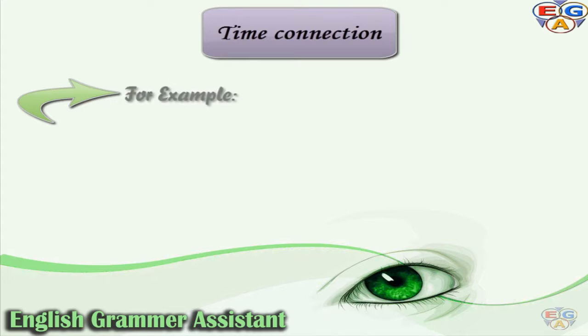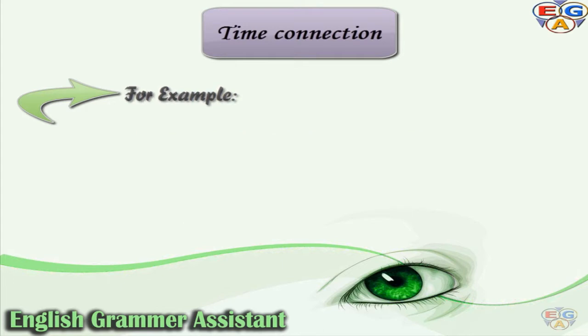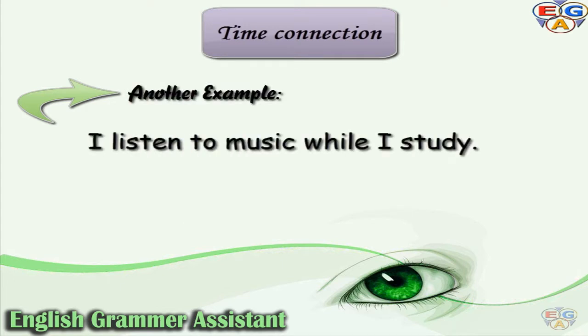Time connection. For example, I always fasten the seat belt when I drive. When I drive, here is the adverb clause, and it relates to the main clause in time. The connector of this adverb clause is when. Another example. I listen to music while I study. While I study, here is the adverb clause, and it relates to the main clause in time. The connector of this adverb clause is while.